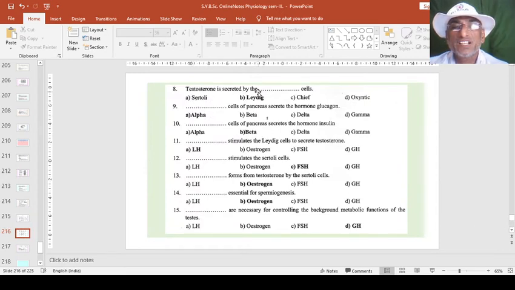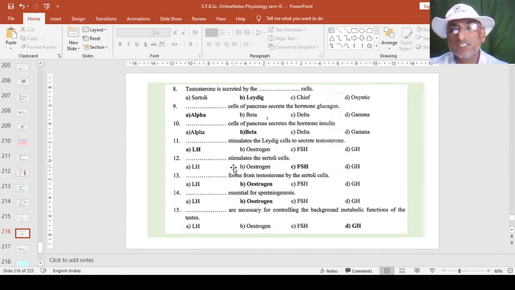Testosterone is secreted by Leydig cells. Alpha cells, dash dash is the answer, the alpha cells of the pancreas secrete the hormone glucagon. Then beta cells of the pancreas secrete the hormone insulin. Then luteinizing hormone stimulates the Leydig cells to secrete testosterone. So testosterone secretion is caused by Leydig cells due to the stimulation of luteinizing hormone.